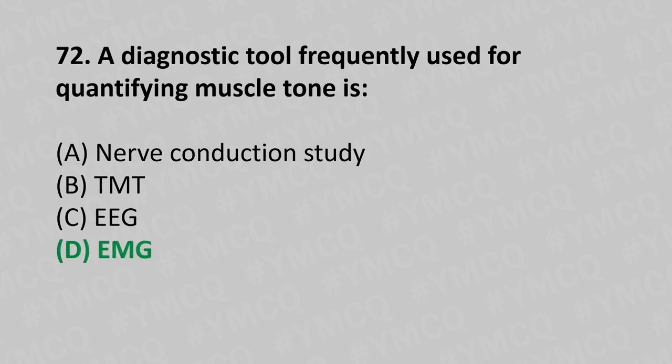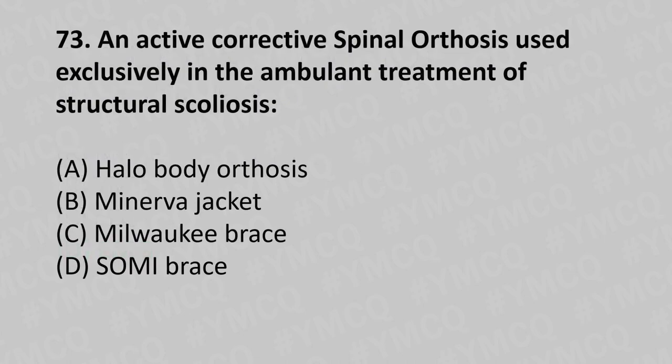Moving to our 73rd question, an active corrective spinal orthosis used exclusively in ambulant treatment of structural scoliosis. Option A, hollow body orthosis. Option B, Minerva jacket. Option C, Milwaukee brace. Option D, Somi brace. And the answer is Option C, Milwaukee brace.